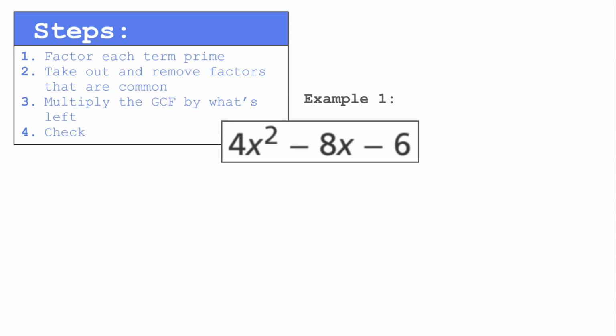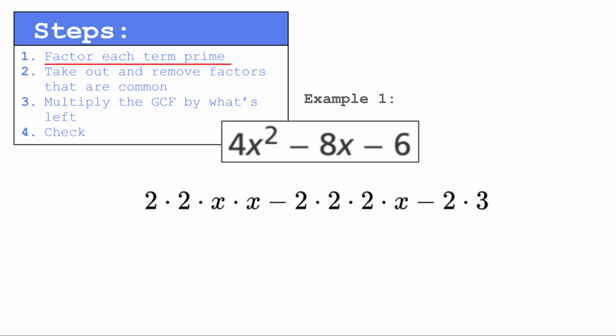So let's look at this first example. I have 4x squared minus 8x minus 6. And the first thing I need to do is just factor each term prime. We've done this before in other examples. So this would look like 4x squared would be 2 times 2 times x. Then I subtract, well, 8x is 2 times 2 times 2 times x. And then I need to subtract 6, which becomes 2 times 3.